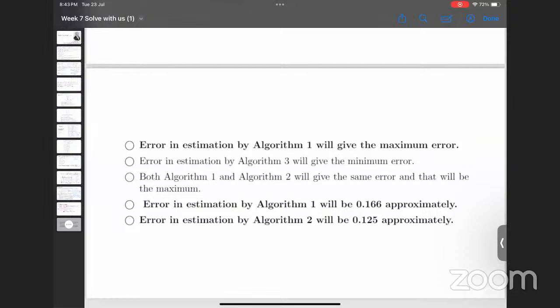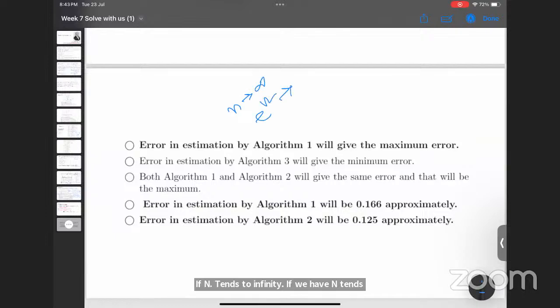Is e power n also equal to 0? e power n is never equal to 0. If n tends to infinity, then e power minus n will be tending to 0. Because if n tends to infinity, then e power n will again be tending to infinity, right? So 1 by e power n will be tending to 0. This is what e power minus n is.